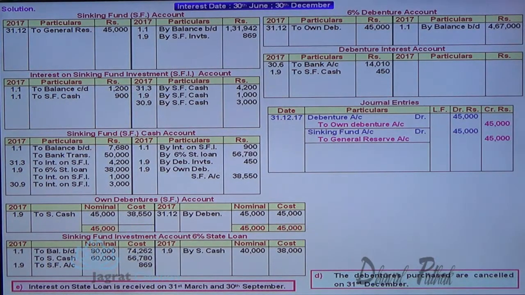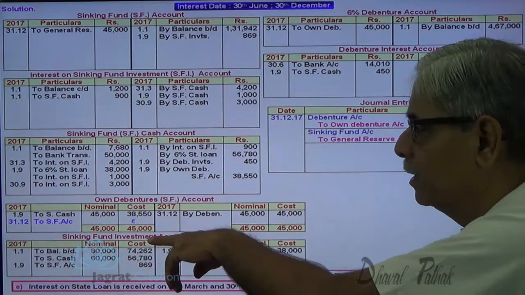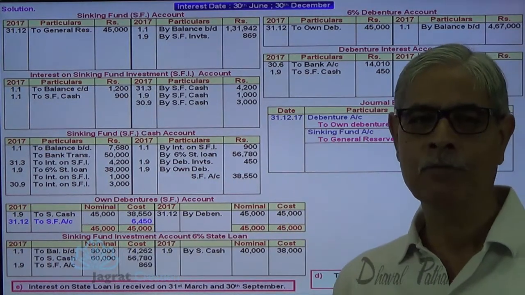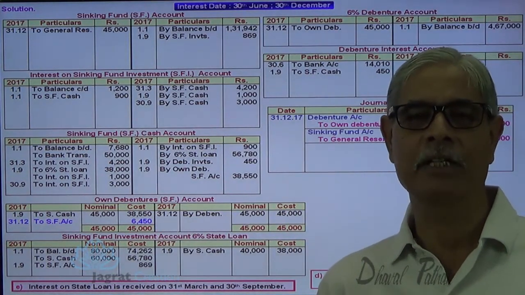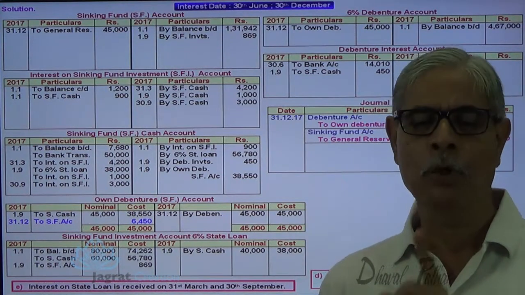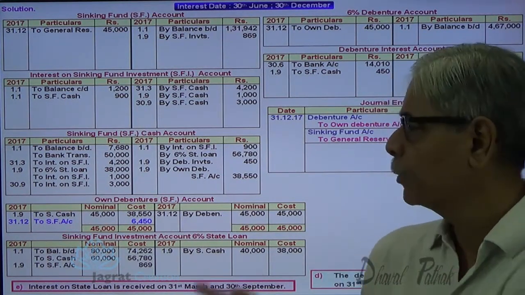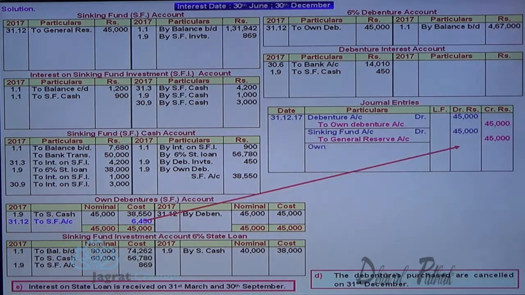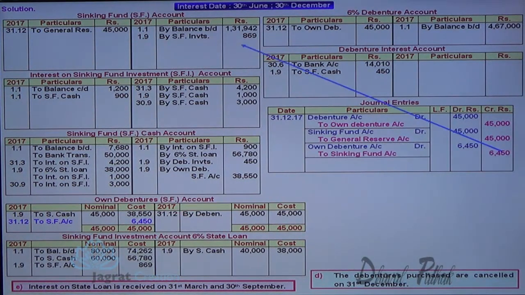Now profit on cancellation of debenture, 6,450. Generally, profit on cancellation of debenture is transferred to capital reserve, but in this sum, it is not going to be transferred to capital reserve. It will be transferred to sinking fund account. So, own debenture account debit to sinking fund account credit, profit on cancellation of debenture.